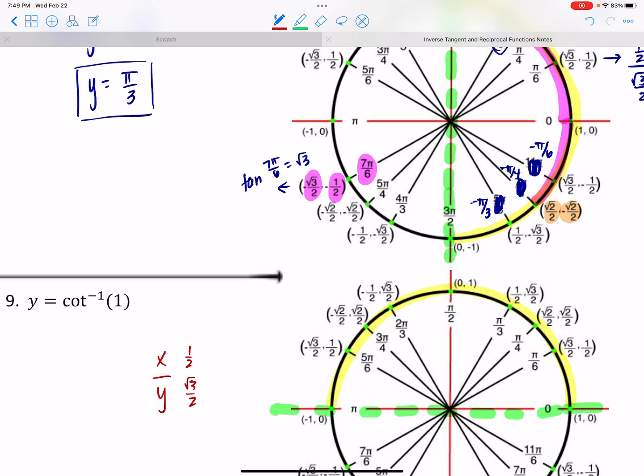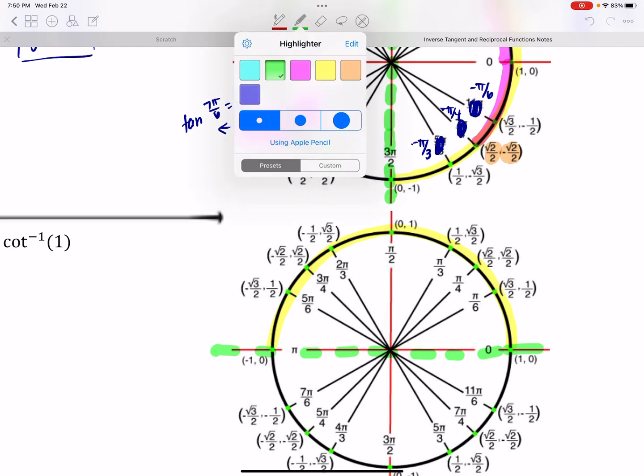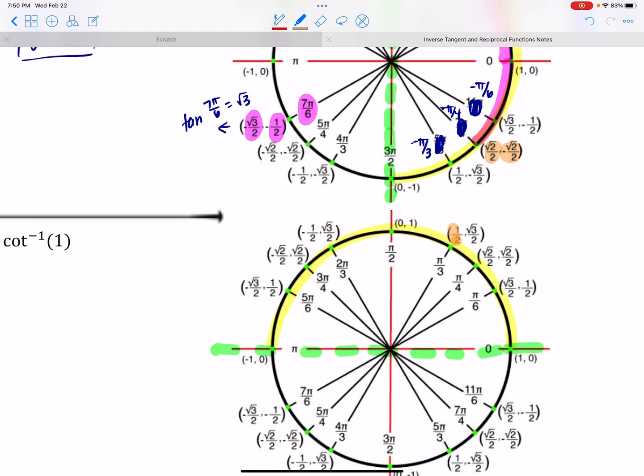So where do I have an x value of 1/2 and a y value of radical 3 over 2, and positive? We have to be in quadrant 1, which means, highlighter please, we're going to be here. Same angle again. That's where I can take that 1/2, my x value, and divide it by my y value, radical 3 over 2.